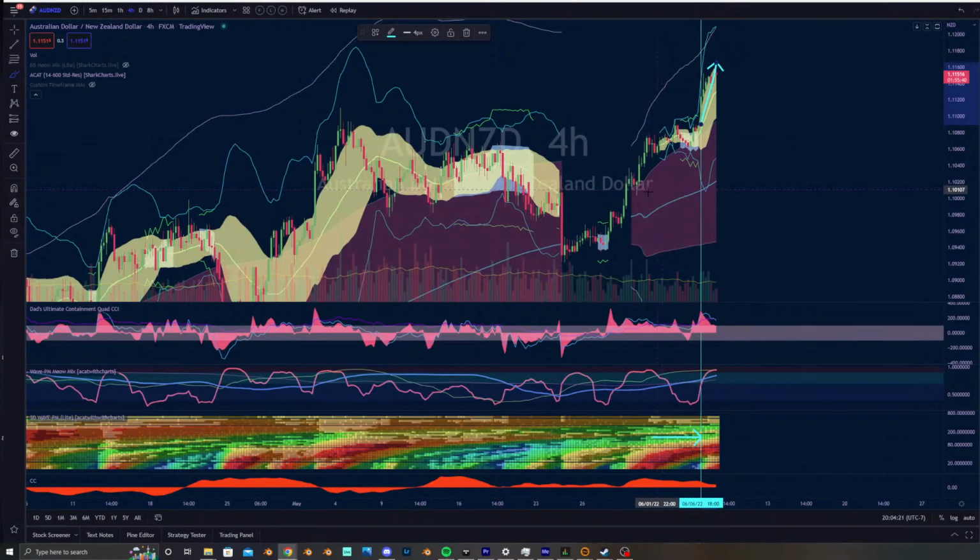Yeah, and the 4 hour had a well-defined pivot. Looks good. Had a nice upward kick. This is where I would be taking my profit if I took the trade. All right. What's next?